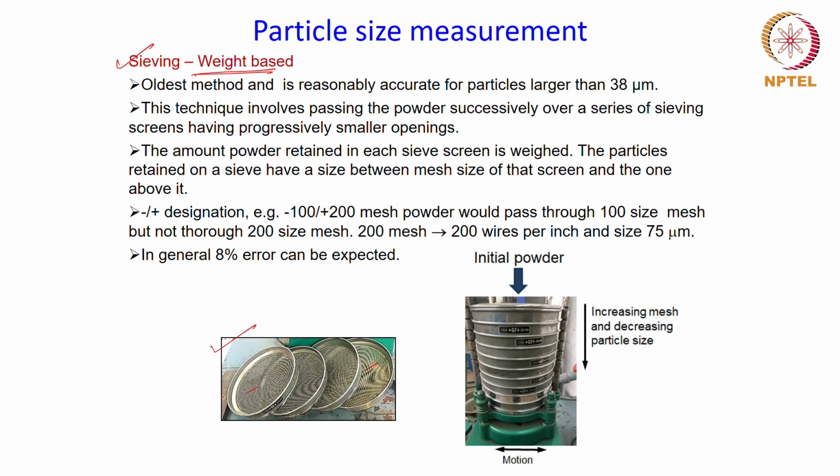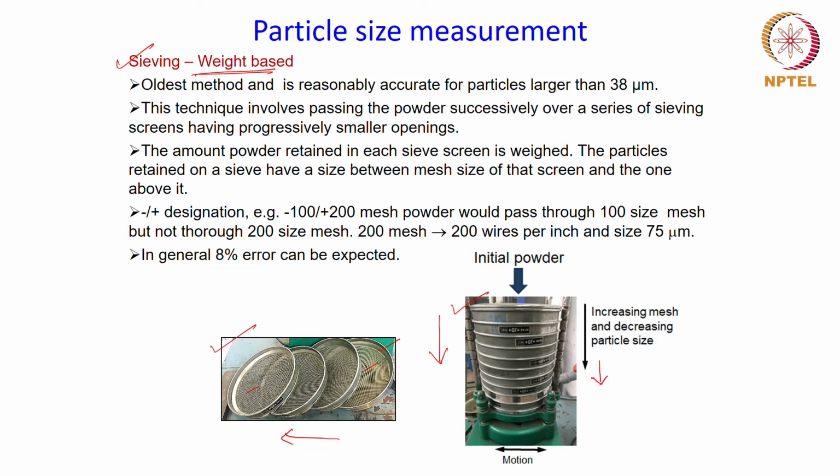Starting from here to here, if you go in this direction, the mesh size is decreasing. So, what is done in this case is passing the powder successively over a series of sieving screens having progressively smaller openings. Okay. So, this is how they are arranged, this is how the instrument looks like, and if you see the arrangement of these screens, it is increasing in this direction. So, when the mesh size increases, that means the particle size is decreasing in this direction. Okay, right.